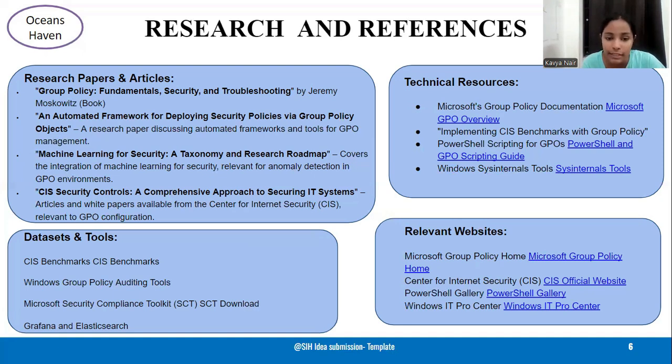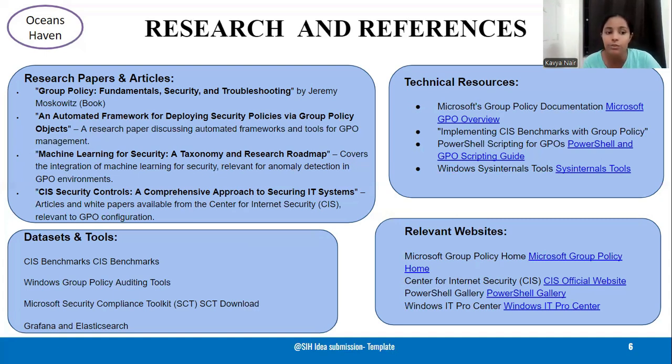When it comes to datasets and tools, we have used the CIS benchmarks. These benchmarks provide security best practices and standards for system configurations. Windows Group Policy auditing tools. These tools help in auditing GPO settings and ensuring compliance. Microsoft Security Compliance Toolkit, a valuable resource for managing security compliance across Windows environments. Elasticsearch: these tools assist in monitoring and visualizing GPO configuration and compliance status.